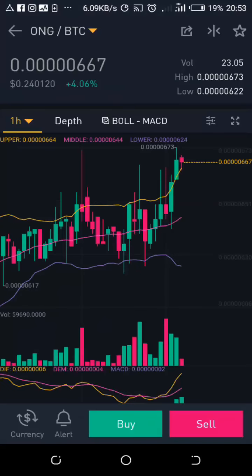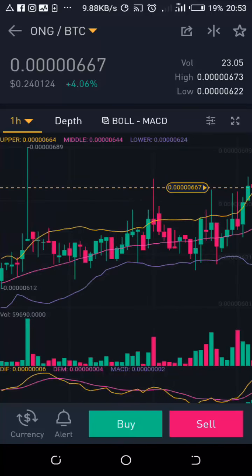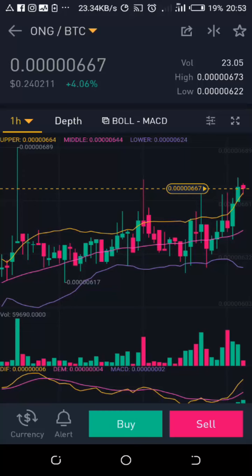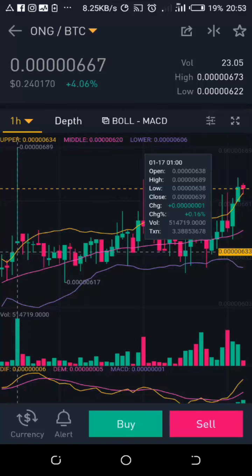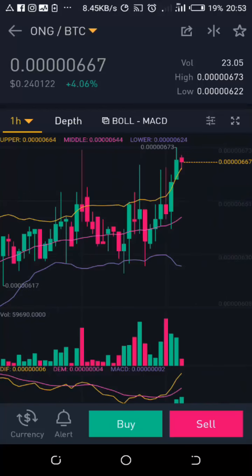Now this chart has been going up and down, and if you look at the nearest high here, it is 689 sat. That's this particular one. And the current bar here, if you check the volume, high and low, the high is the highest SAT within 24 hours, and the low is the lowest Satoshi within 24 hours.